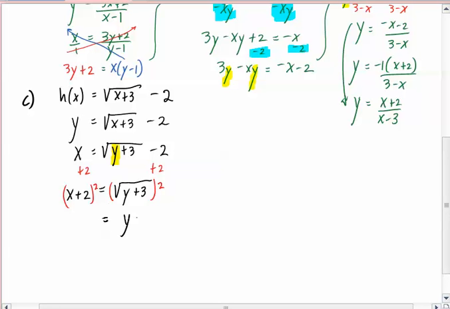And now we have y plus 3. On the other side, I have to FOIL it. That's going to be x squared plus 4x plus 4. Last step, get the y alone. And I'm finished. y is equal to x squared plus 4x plus 1.